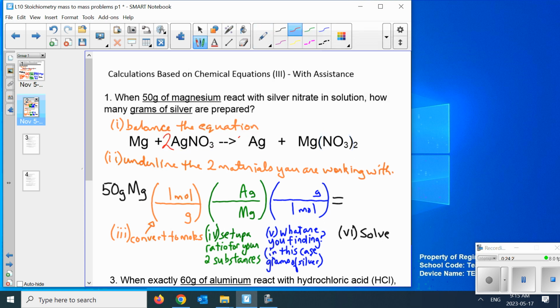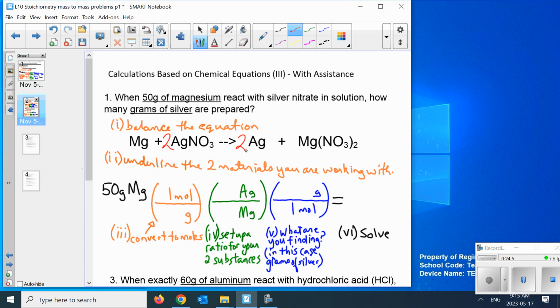Now that screws up my silver, but it didn't screw up my magnesium. I'm pretty confident I have this done. Okay? I know I have the 2 materials we're working with. Okay. 50 grams of magnesium. I have 1 gram of silver. Remember, sometimes they'll say mass of silver, meaning measuring the grams.